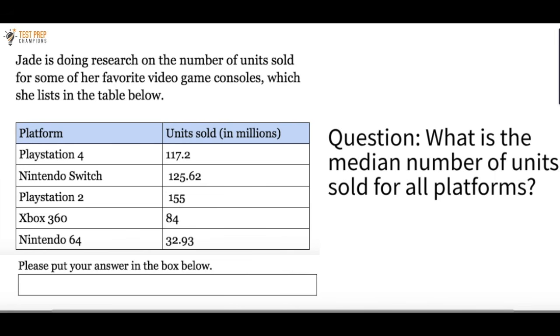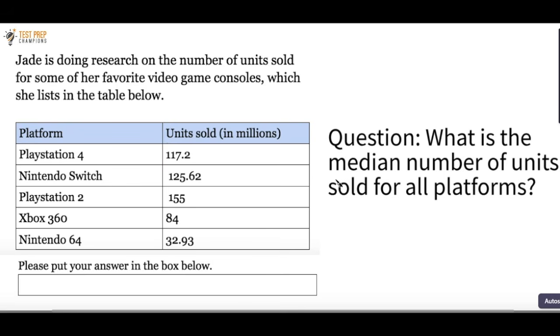Jade is doing research on the number of units sold for some of her favorite video game consoles, which she lists in the table below. Please put your answer in the box below. What is the median number of units sold for all platforms? So now's your chance to pause the video, and whenever you're ready, just unpause it and we'll go over the answer.